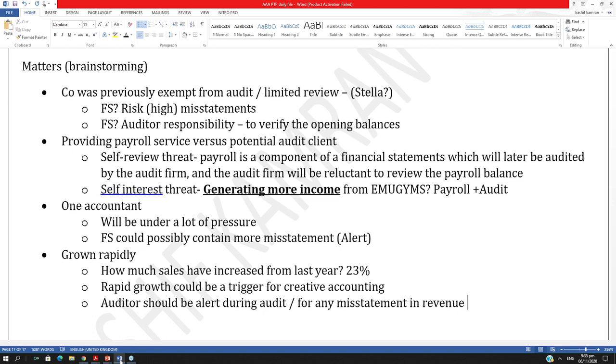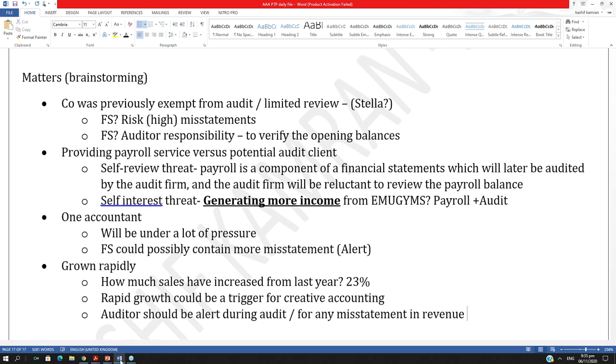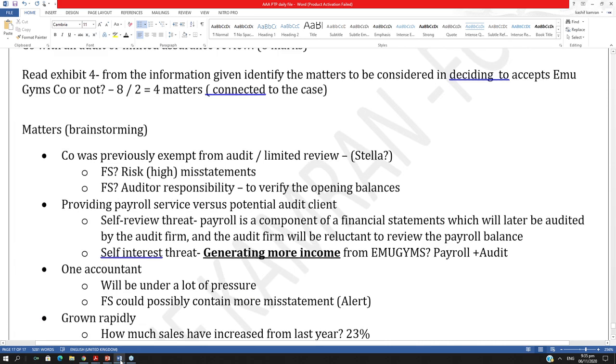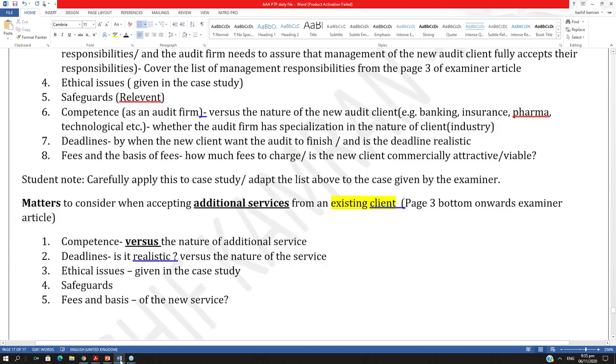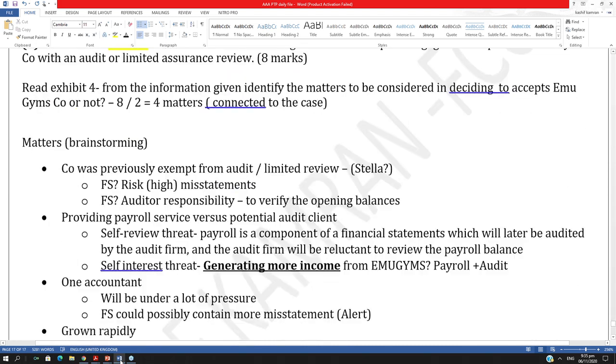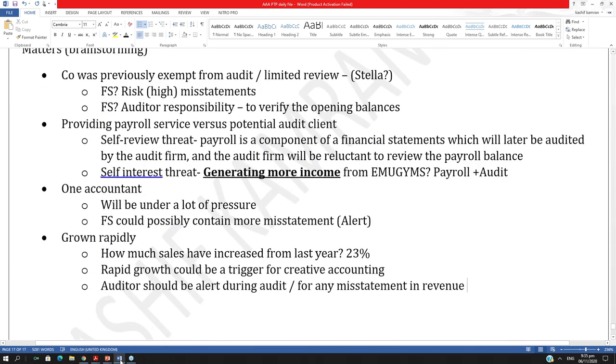Okay, is everyone clear so far? Are you getting the perspective of how to look at the case study? So are we looking at the case and identifying the matters, or are we just going with the rote learnt list we saw at the beginning of the class? Client screening, correspondence with the previous auditor. Are we going with that list? Or are we just looking at the case? And is the case helping us in identifying the matters so far? I think we've already taken more than 8 marks, right?